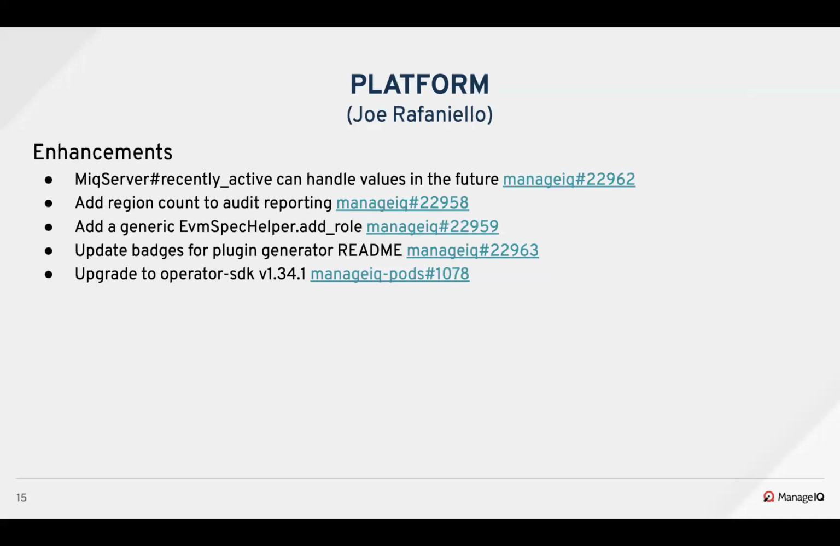For platform enhancements and improvements this sprint, Keenan enhanced the MiqServer recently_active method so it can handle server heartbeats in the future. This was mostly to make developer testing easier, but it could also help avoid strange bugs if dates aren't perfectly synchronized between servers. Nassar added how many regions exist in an installation to the installation's audit reporting. Then Adam added a generic EVM spec helper, add_role. And this is to simplify how to enable a role during the context of a test.